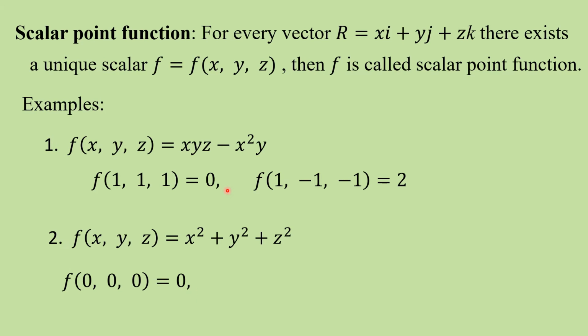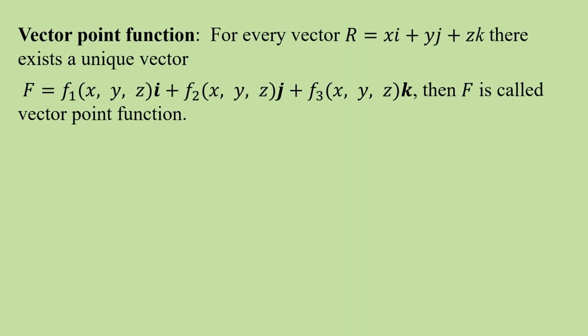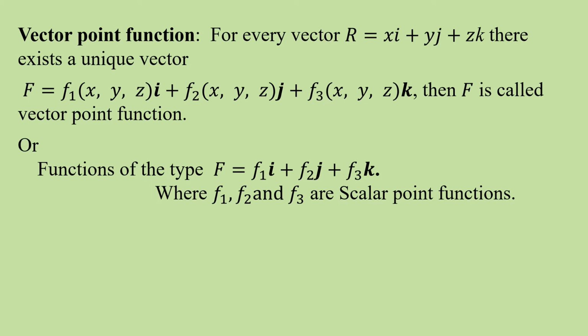Next I can take a vector point function. A vector point function can be defined as follows: for every vector r = xi + yj + zk in a region, there exists a unique vector f as f1 i + f2 j + f3 k, where each component f1, f2, f3 is a function of x, y, z. Then f is called a vector point function, where f1, f2 and f3 are scalar point functions. So it has both magnitude and direction.